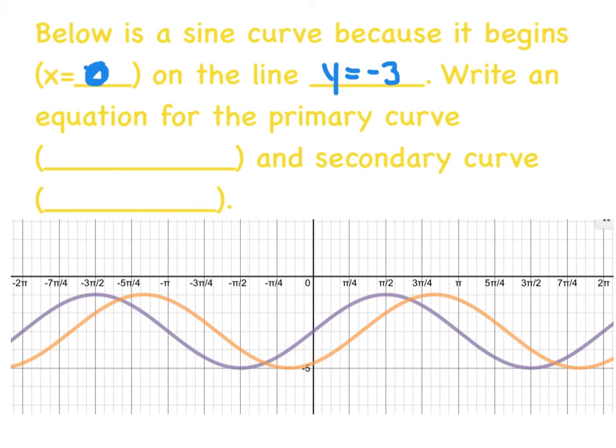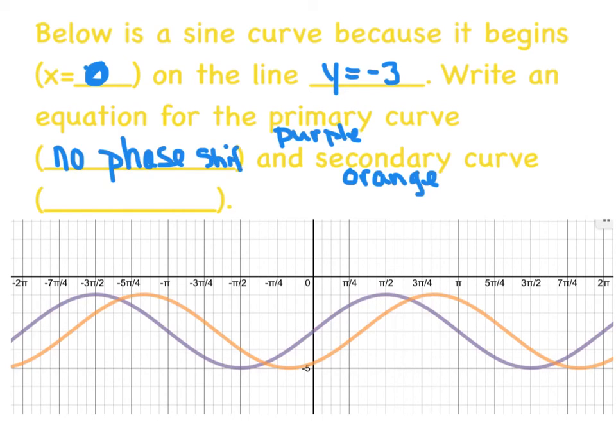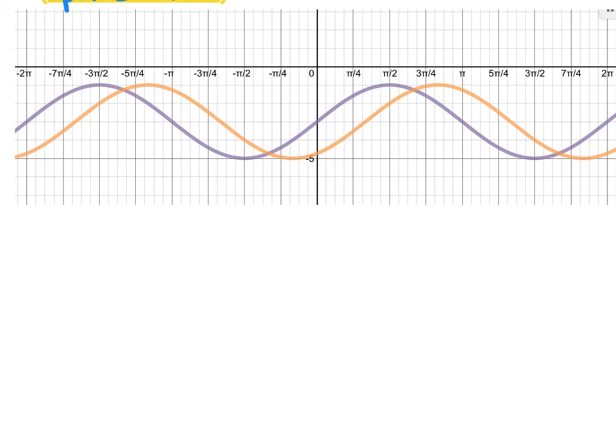Now I want you to write an equation for the primary curve, which would be the purple one in this particular case. And then we're going to write an equation for the secondary curve, which would be the orange curve. Again, primary is before the phase shift, or we could say no phase shift. And the secondary curve is with the phase shift applied. So as far as the purple curve goes, it looks like from that midline, we're going to go up 2 units. So I'm going to go 2 sine.